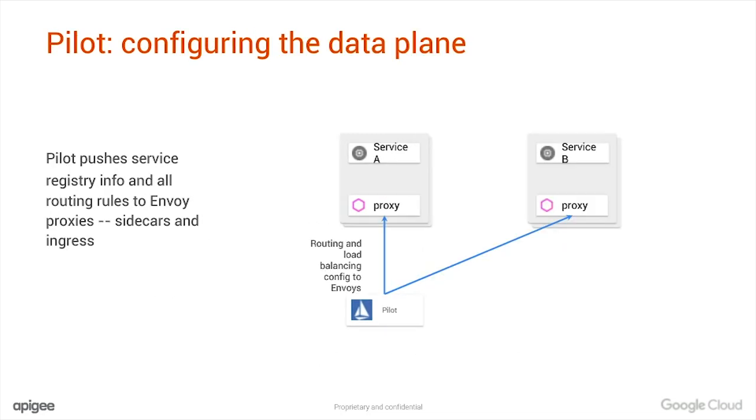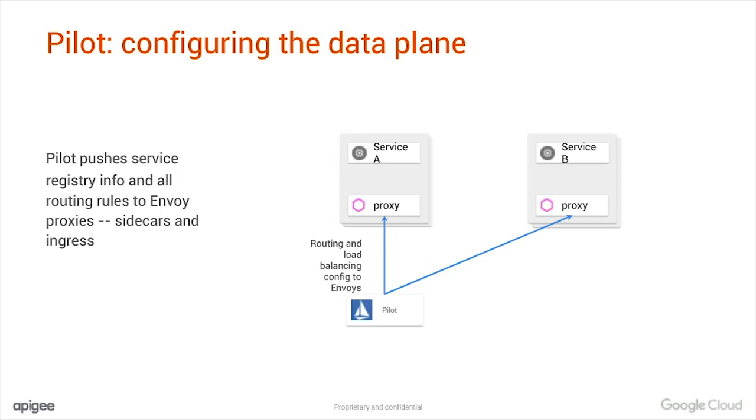The last and final component here is Pilot. Pilot is responsible for configuring the control plane. So Pilot has two jobs. One is providing service discovery information. When you have a new service that is registered, Pilot knows about it and lets the sidecars know about it. And second, if you're doing things like Canary releases, A/B testing, all of these rules are coded into Pilot, and Pilot pushes that information to service A.